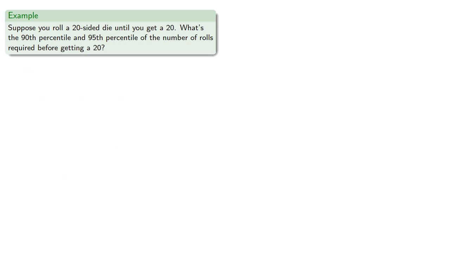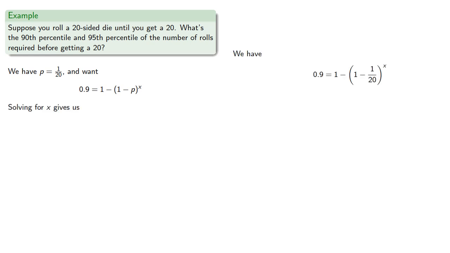Or suppose we roll a 20-sided die until we get a 20. What's the 90th percentile of the number of die rolls required? So we have our probability 1/20th, and we want our 90th percentile, that's 0.9 probability, to be our cumulative distribution. And we can solve this for x. We'll rearrange things a little bit. Hit both sides with a log, and solve.